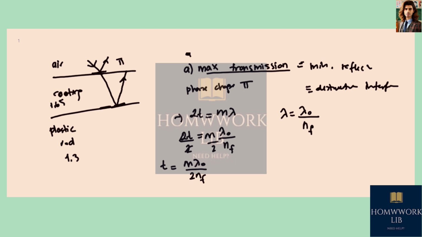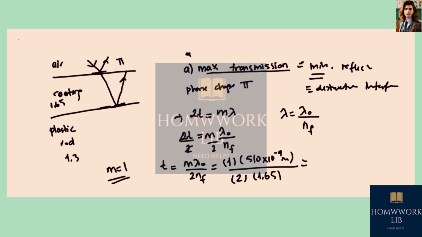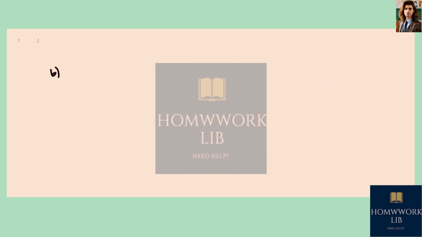So if we're looking for the minimum thickness, then we have to take the minimum value for m, which is 1, times the wavelength, which is given to us as 510 nanometers. I'm going to convert that to meters real fast. And then the index of refraction of the film is 1.65. From here, we find the thickness of the coating for maximum transmission to be 154.5 nanometers.